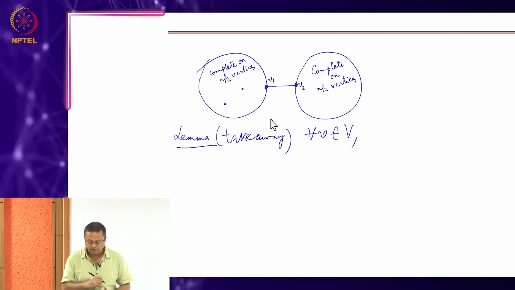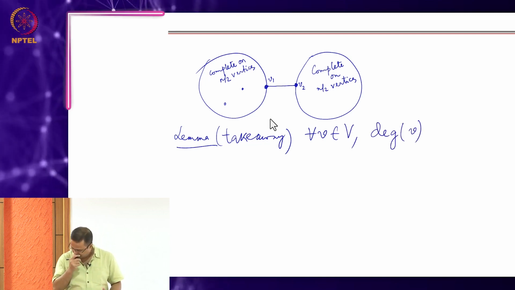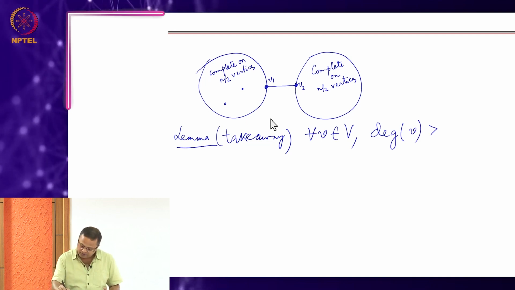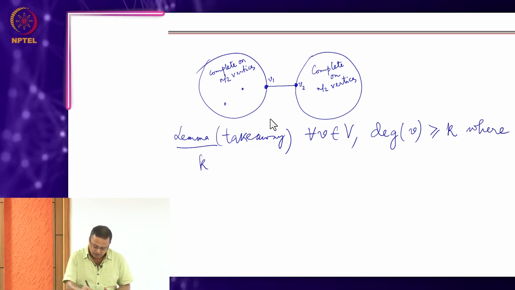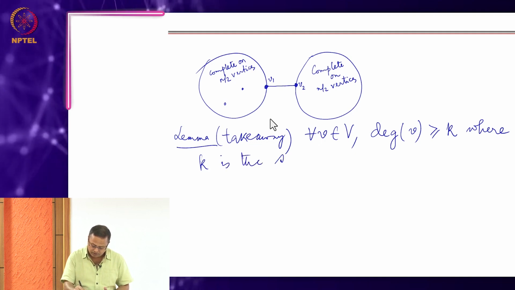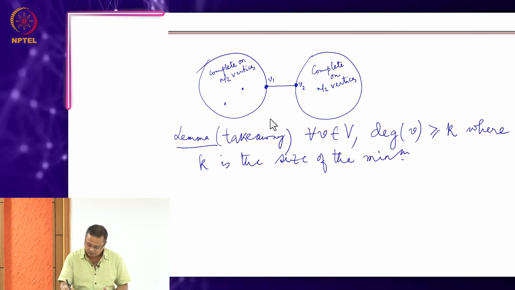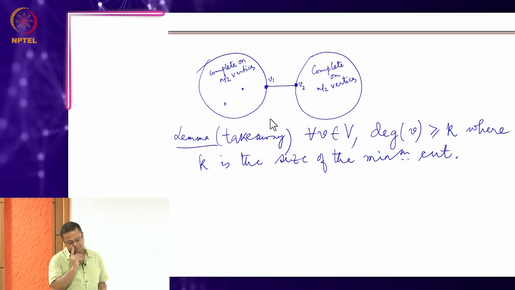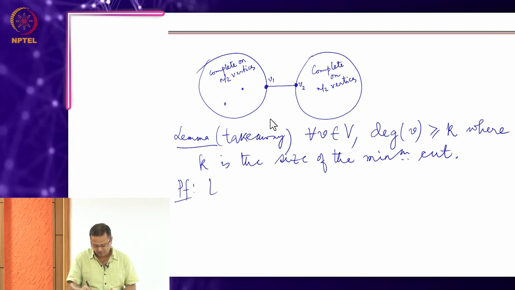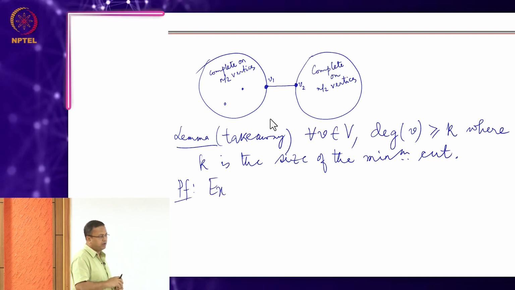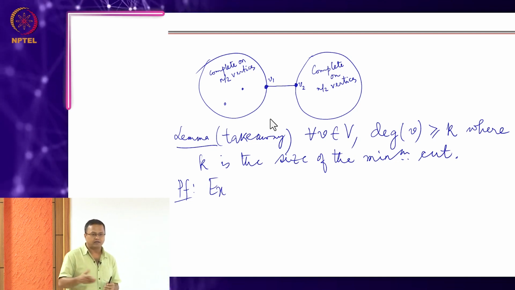For all vertices in this graph, degree of V is greater than or equal to k, where k is the size of the minimum cut. So, proof I have already given, you do it as an exercise. So, you just argue that if it is otherwise, then the minimum cut has to be less than k.